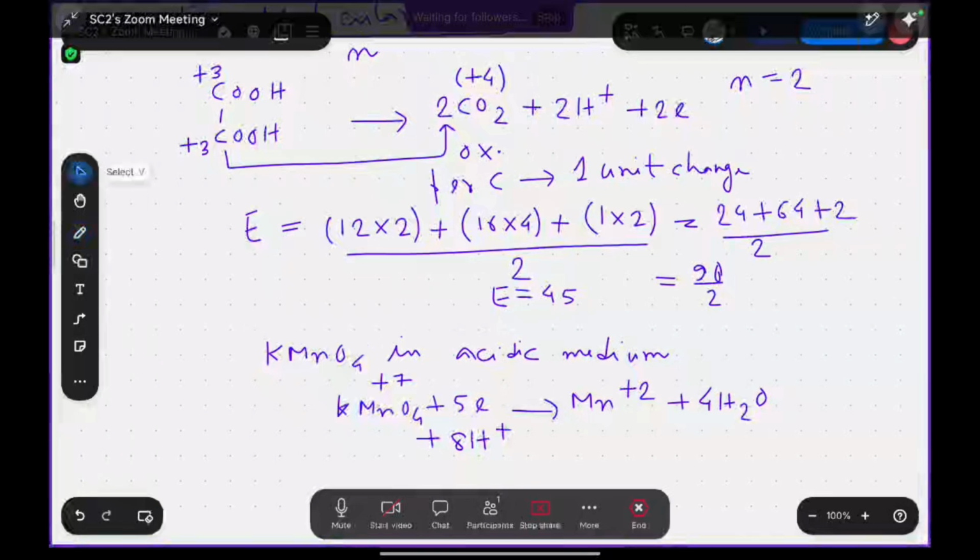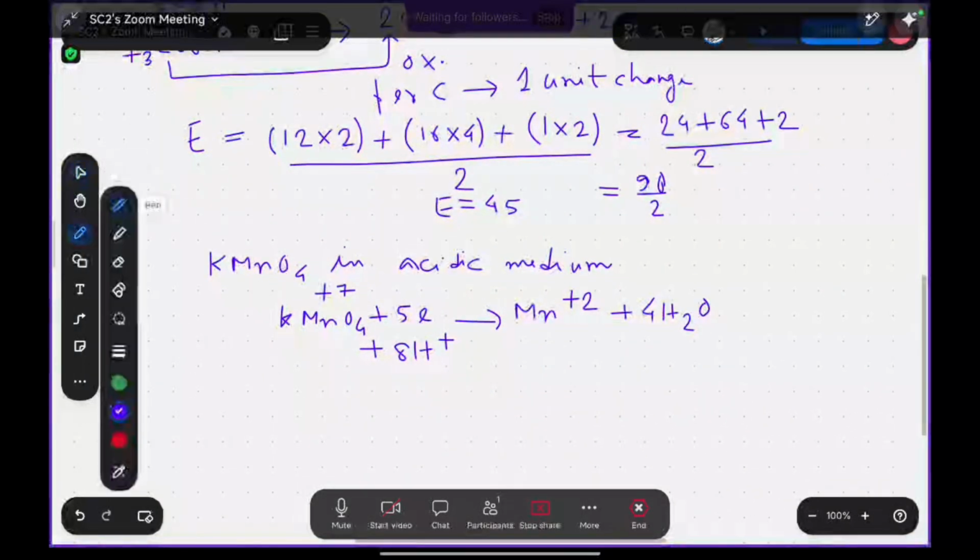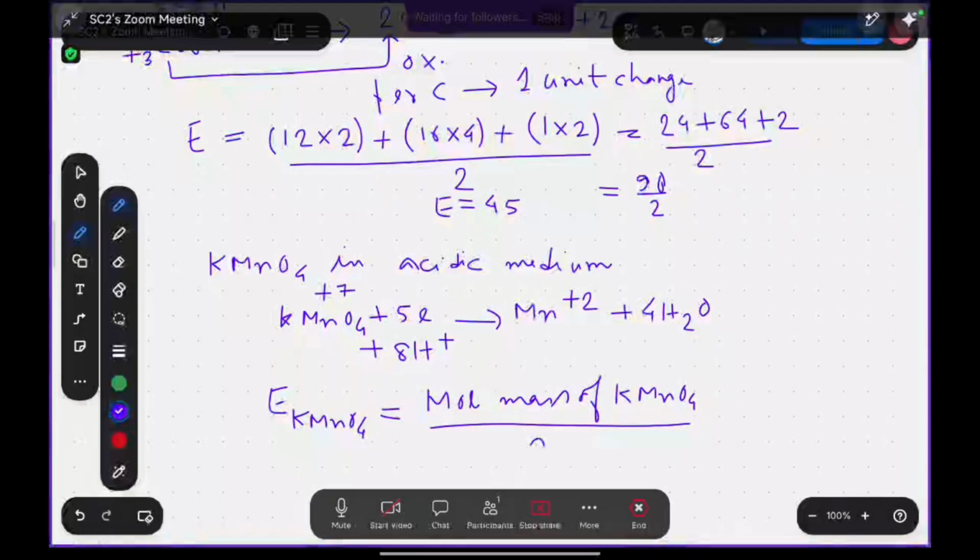Suppose the question is asked to you, calculate the equivalent weight of KMnO4 in this reaction. For a particular reaction, you are asked to calculate. So what do we do? Molecular mass of KMnO4 divided by the N factor. So what is N here? We have seen that there is 5 electron gain. So N is equal to 5 for this. The N factor is 5.